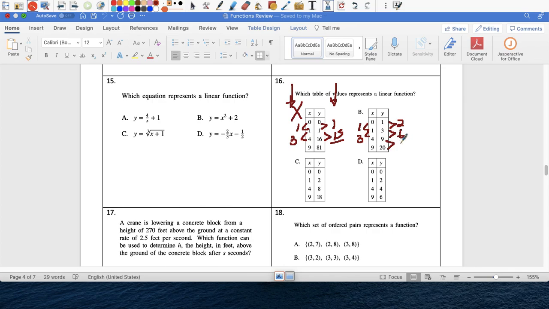9 to 20 is 11, and 4 to 9 is 5. And if you divide 11 divided by 5, do you also get 2? No, so B is out.